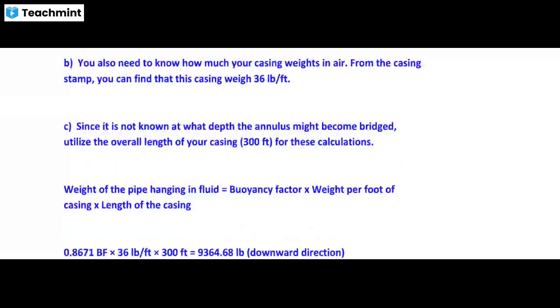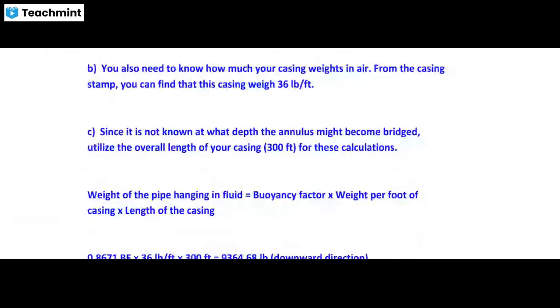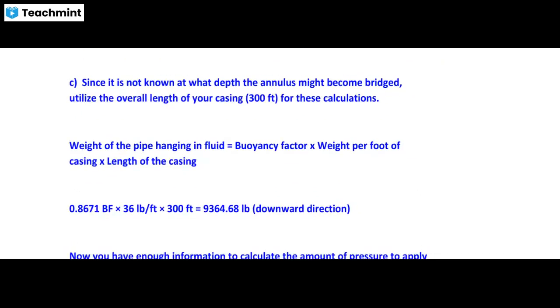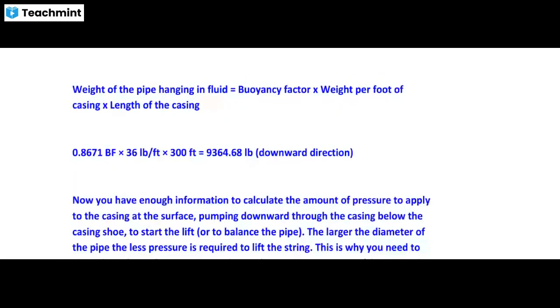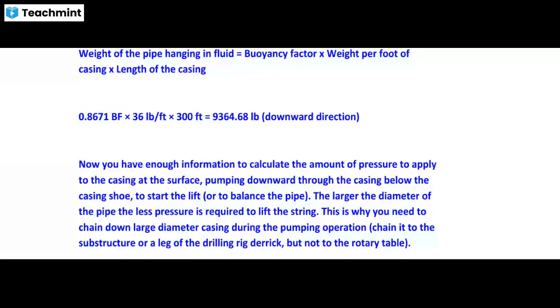So now you will get the result. Now you have to know how much the casing weighs in the air. From the casing stamp, you can find the casing weight, 36 lb per foot. Now we have the casing at 300 feet. The overall length of your casing is 300 feet for this calculation. So weight of the pipe hanging in the fluid equals buoyancy factor times weight per foot of the casing times length of casing. So you will get the downward direction calculation. You can see here, after this you will get 9364.68 lb. That is the downward directional force, the weight of the pipe hanging in the fluid.